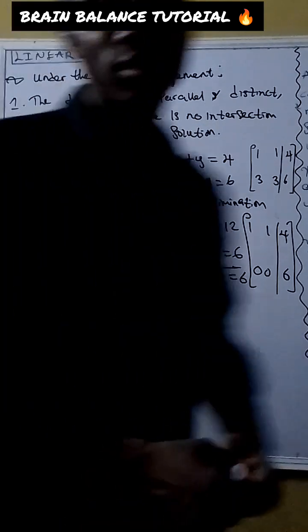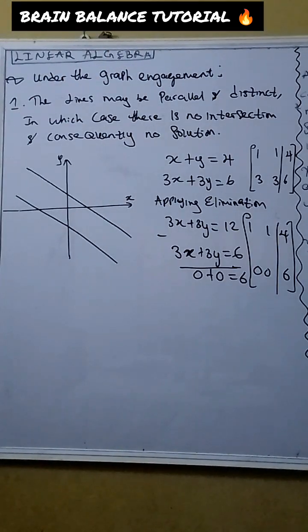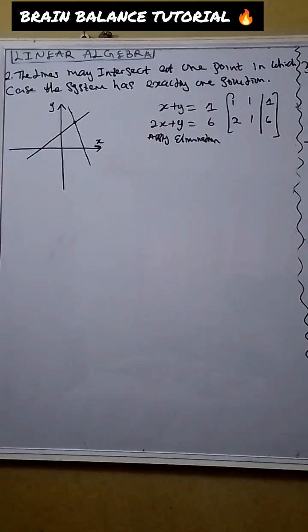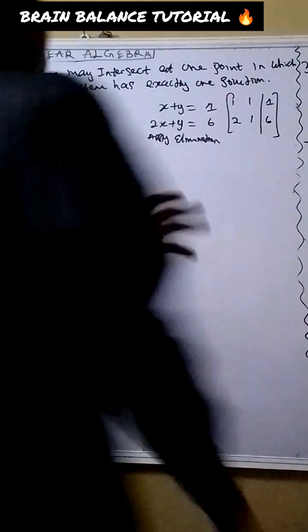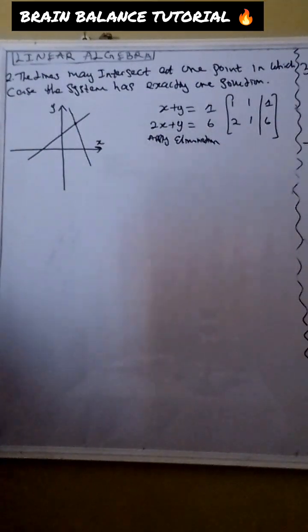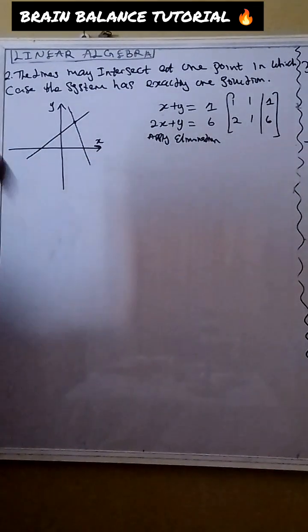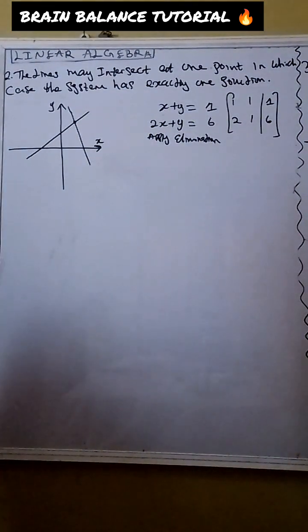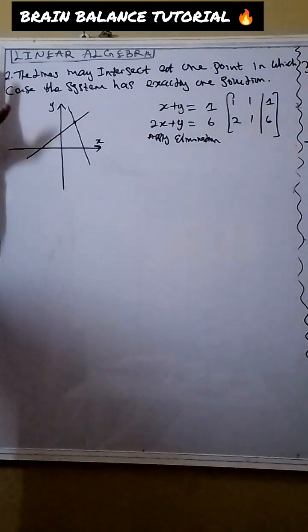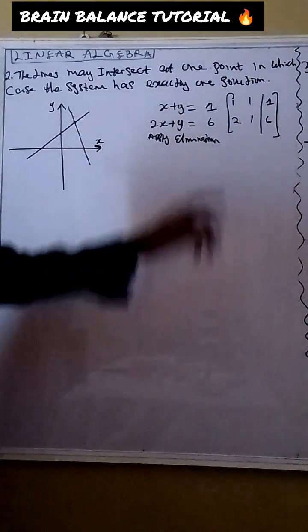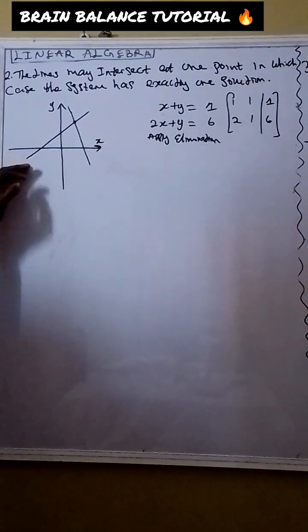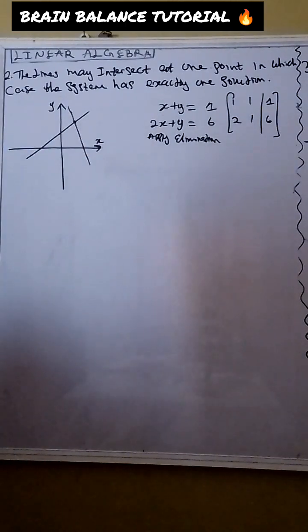Let's talk about the second aspect. Under this particular aspect of solutions in linear algebra, the lines may intersect at just one single point. So the moment the lines intersect at a single point, we have exactly one solution. As you can see, these linear equations intersect at just one single point.